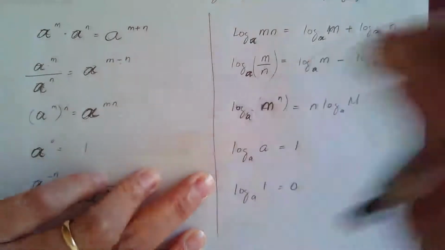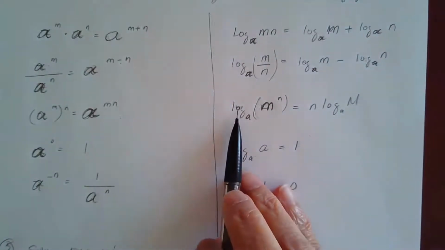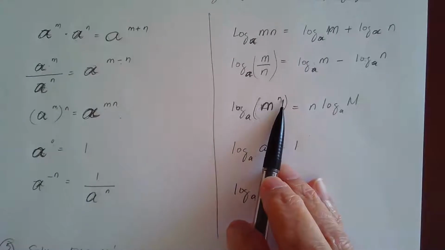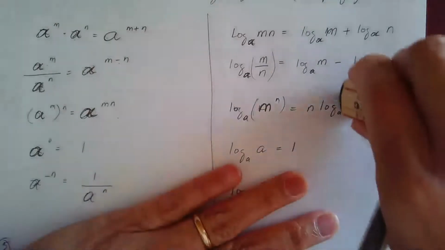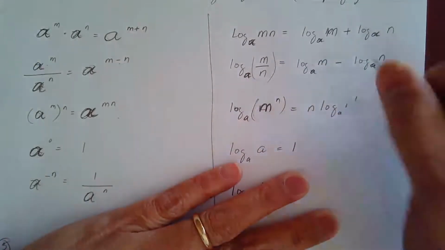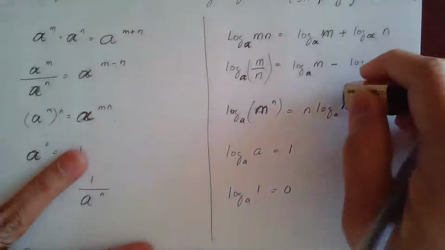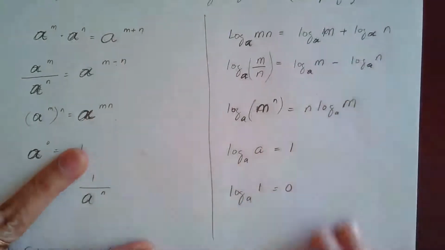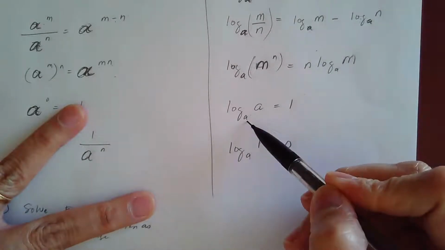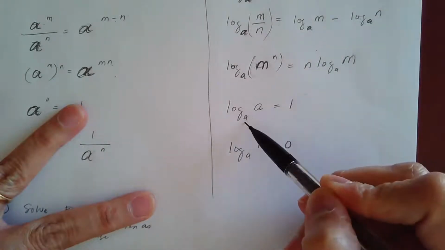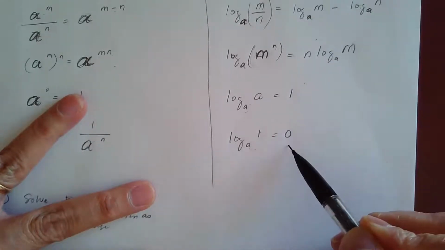And then here, log of m to the n is the same thing as n times log of m. Just want to be consistent here. Okay, so that's that. And these are the key things. So log of a base A is 1, and then log of 1 base A is 0.